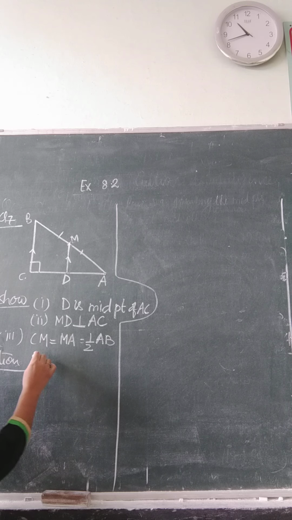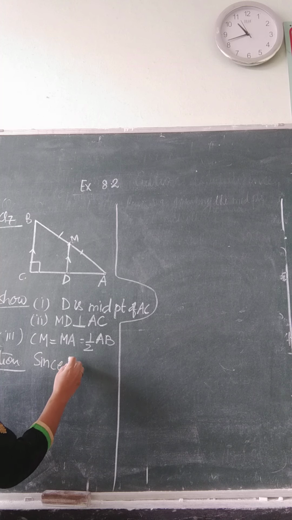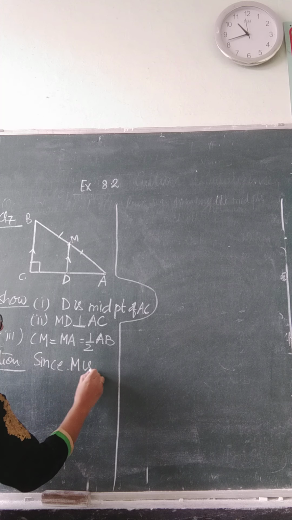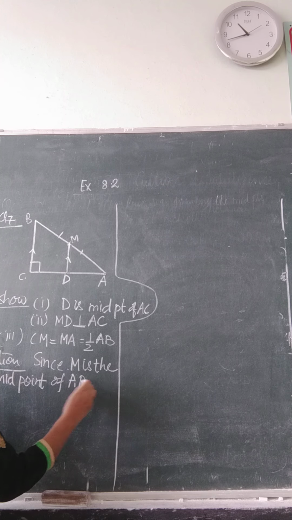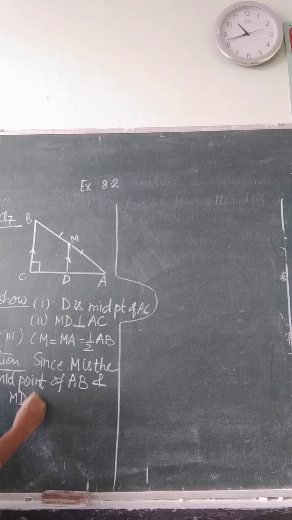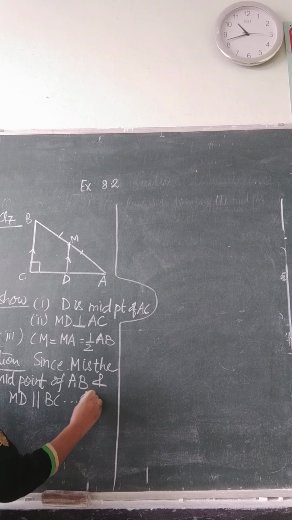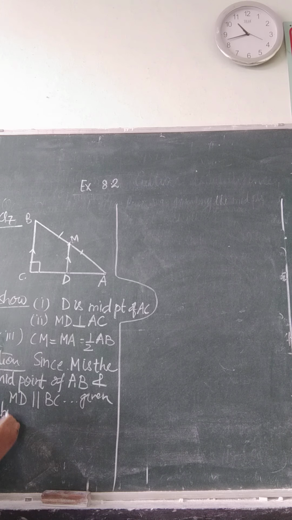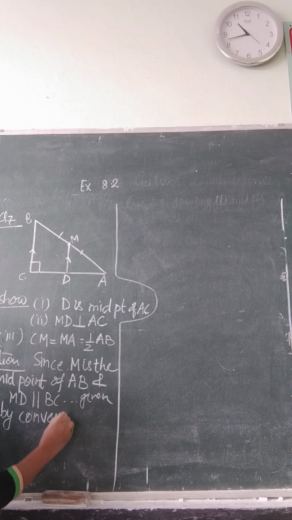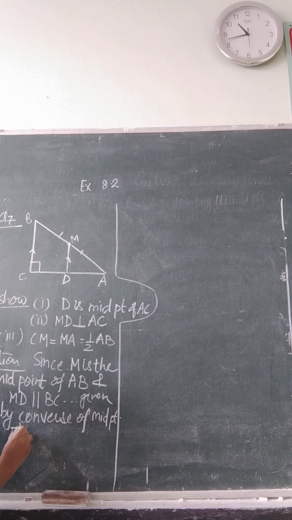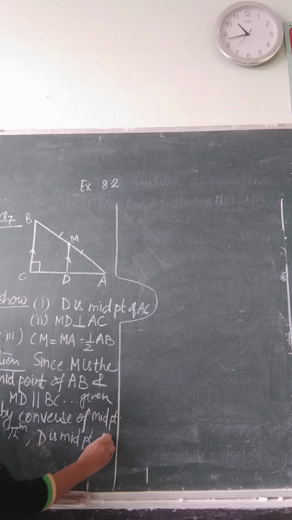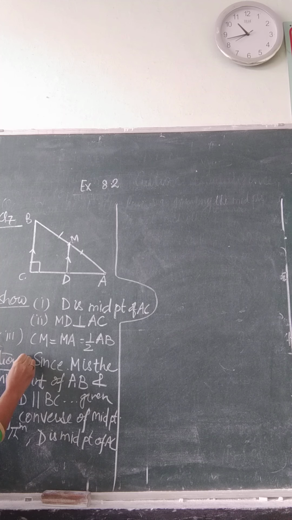Let us write here, since M is the midpoint of AB and MD is parallel to BC given, so by converse of midpoint theorem, D is midpoint of AC. So first part done. Got it?